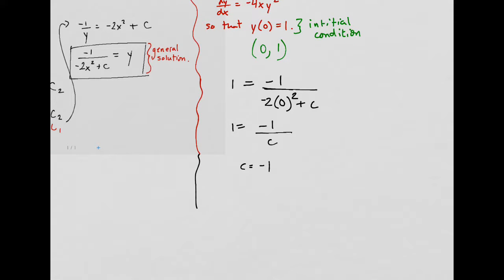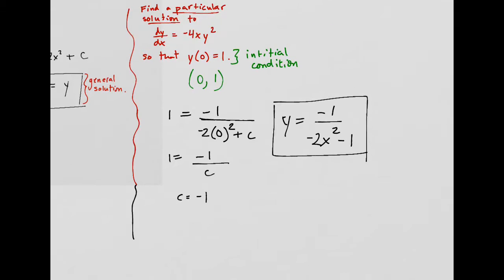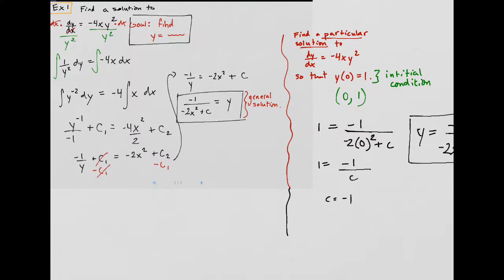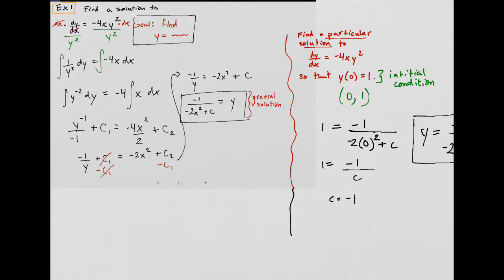So I have y equals -1 over (-2x squared minus 1). That's my particular solution. And if I plugged in (0, 1), I would get a true statement here. That means it passes through that point. That's what I needed. That's it. I'll do another example in this video. So the idea is to first separate the variables, the dy and the dx, integrate both sides, and then solve for y with whatever tricks. And that will give you the general solution.